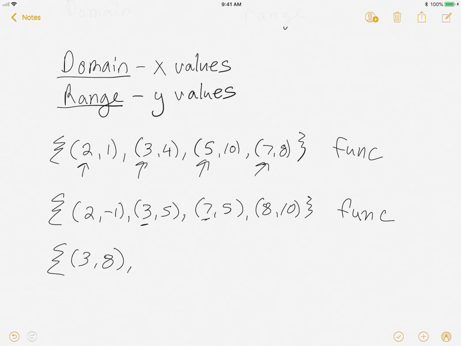Another example here. Is this a function? Again, we're looking to see if we have any repeated x values. And right here you see we have 3 going to 8 and a 7. That would make it not a function because we have the same x value going to two different y values.